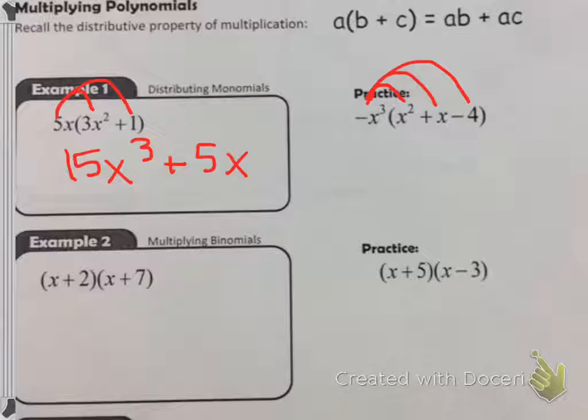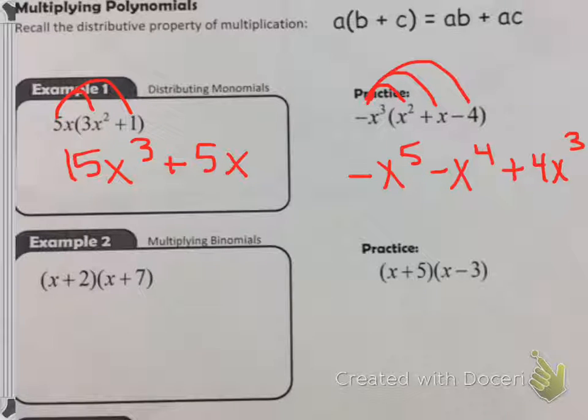We have a negative x cubed times x squared, which would be a negative x to the fifth, a negative x cubed times x, which would be negative x to the fourth, and then a negative x cubed times a negative 4, which would be positive 4x cubed. We would always check to see if there's anything to combine, but because there's not right here, we're done.